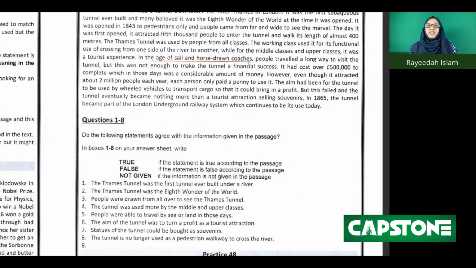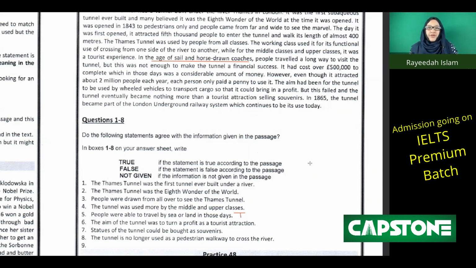So when they're saying in the age of sail and horse-drawn coaches, that automatically means that people could travel by sea or land. They would sail on the sea and they would ride a coach, a horse-drawn coach on the land. So number 5 is actually true. It is indeed true. People were able to travel by land or sea.